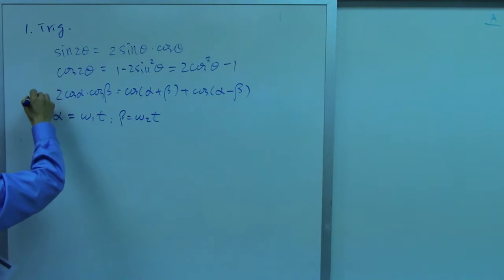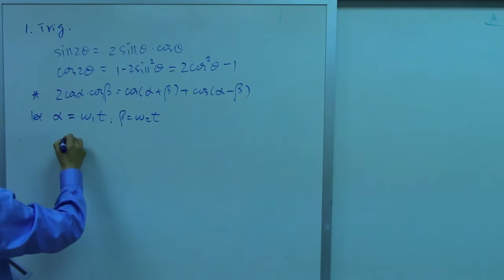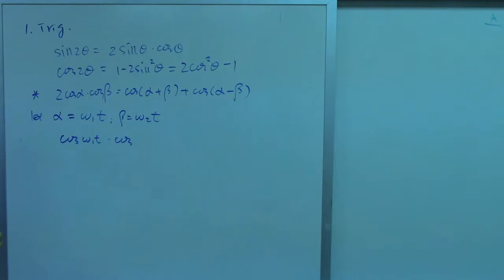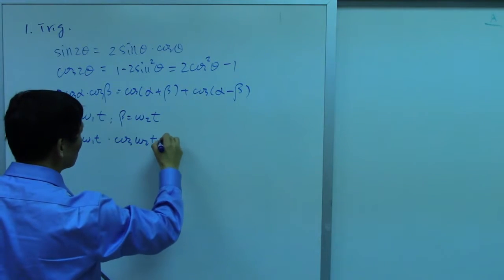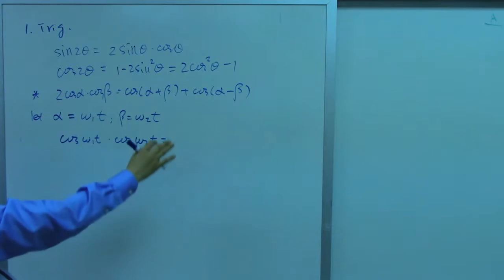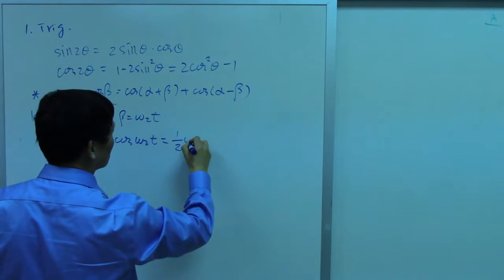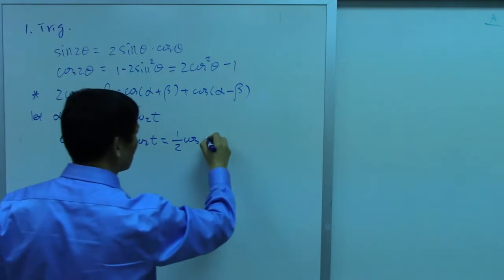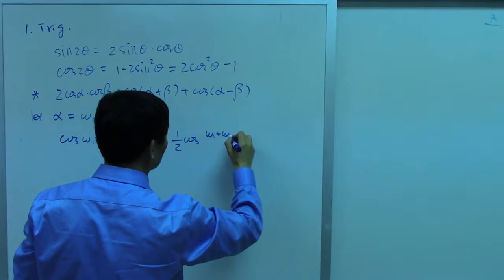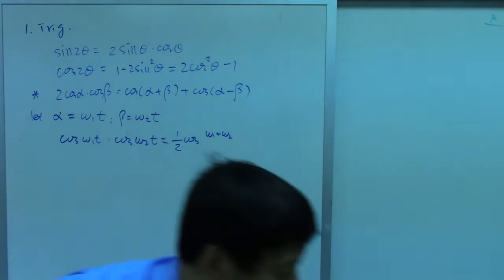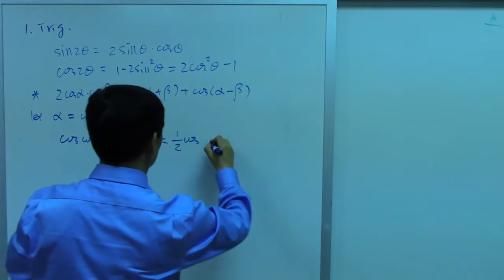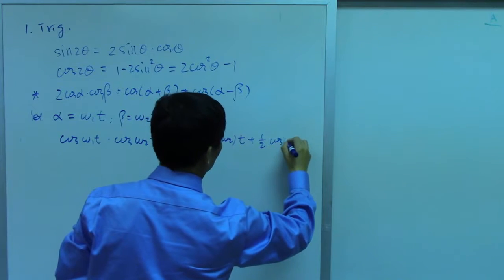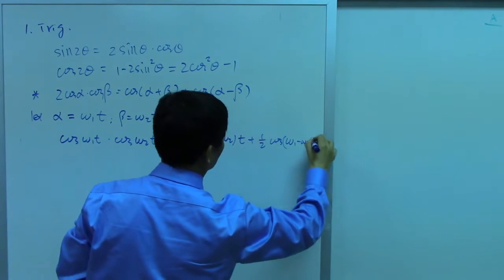Then from this formula, if we have two signals, the first one is cosine omega 1 t times the second sinusoidal function cosine omega 2 t, and based on this, we move this 2 to the right hand side, it will equal half cosine alpha plus beta, meaning omega 1 plus omega 2 times t, and plus half cosine omega 1 minus omega 2 times t.